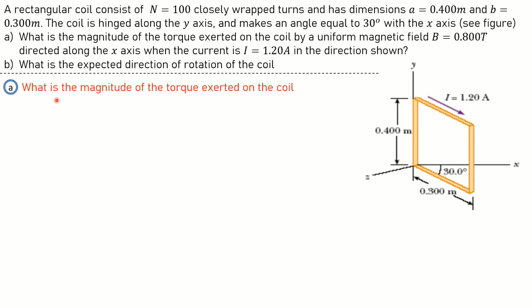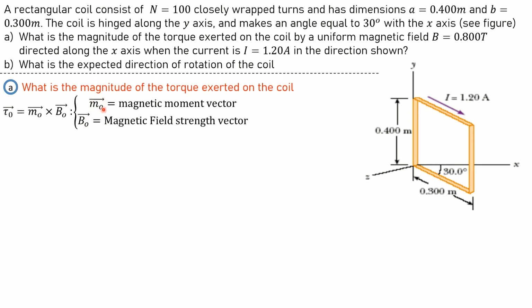So we begin with part A, which is asking us to find the magnitude of the torque exerted on the coil. So the magnitude of the torque, first of all, is simply the cross product of the magnetic moment and the magnetic field strength. M is the magnetic moment vector and B0 is the magnetic field strength vector. So we need to determine the magnetic moment vector. Here is our rectangular coil. So we have O, we have A, we have B, and we have C.